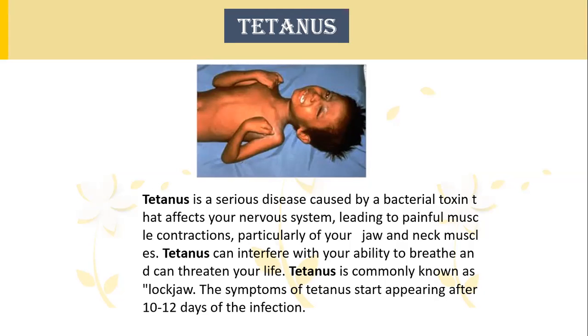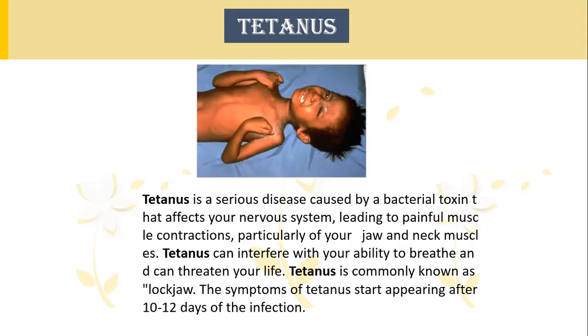The spores of the tetanus bacterium enter a human body through an open cut or wound. Upon their entry, they produce a powerful nerve poison, and this poison spreads inside the body, especially in the spinal cord, and causes paralysis.